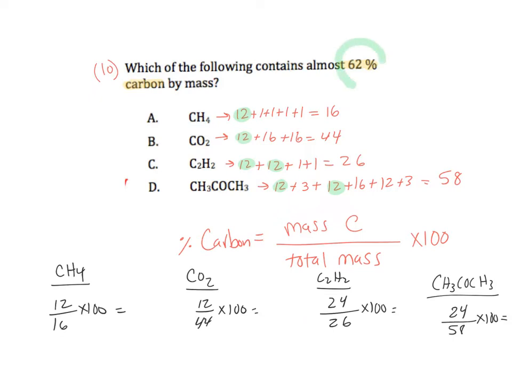We are looking for something that is 62%, which means little bit more than half. 12 is half of 24, so it's not going to be this one because this is going to be 50%. All right? Look at this, 12 over 16. 12 is very close to 16, so it's not going to be this one. That's 75%. Look here, 24 and 26. 24 is almost 100% of 26, so I'm not going to choose this. But here, 24 is a little bit more than half of 58, so I'm going to choose D. Or you could sit and solve all four choices.